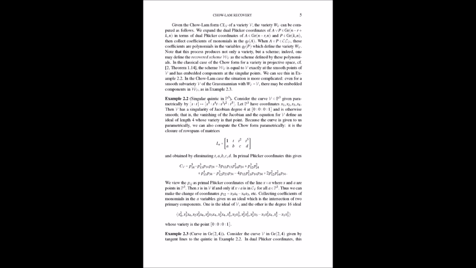Welcome to another deep dive. Today we're going to be tackling Chow Lam forms and using them to recover subvarieties of Grassmannians from their projections. We've got this paper here, and it looks like it's going to be a fun one. Yeah, it looks like it goes into some pretty interesting stuff. And it poses a very particular problem.